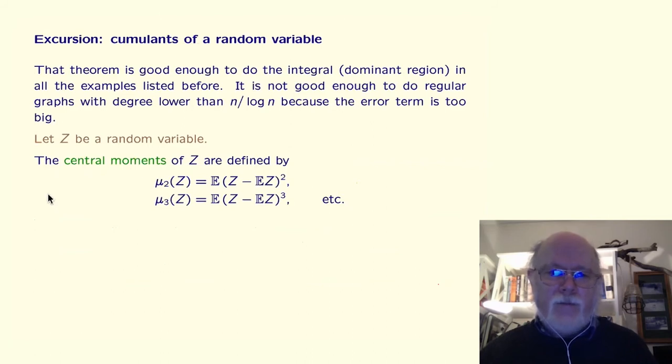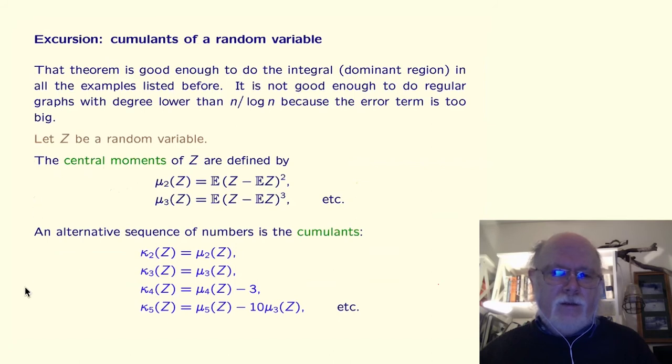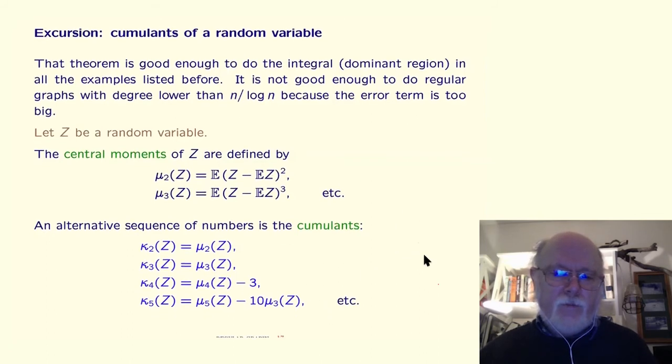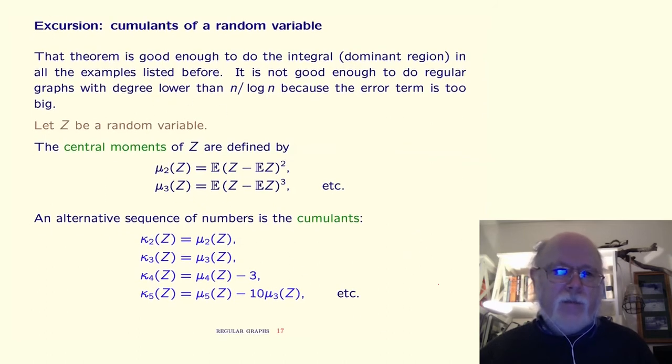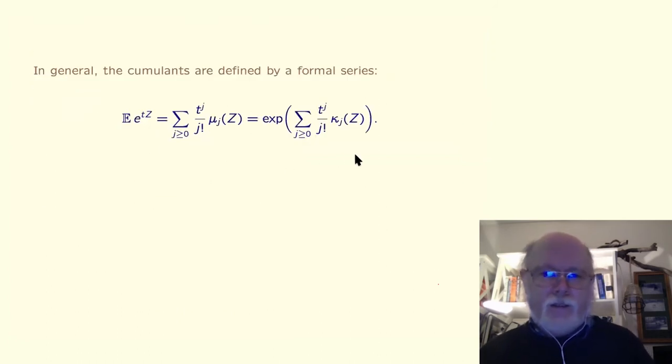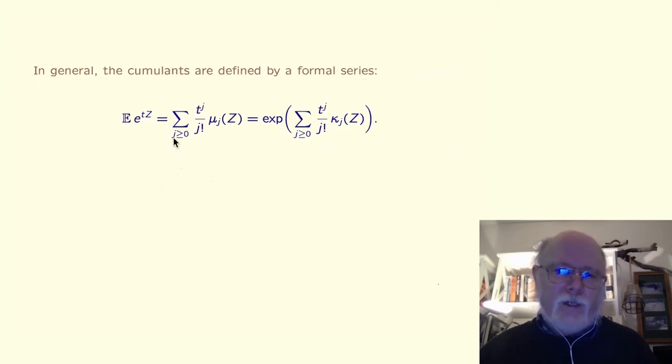And let me talk about cumulants. We know what the moments of a random variable are, just the expectation of powers of the variable minus its mean. Alternatively, we have a sequence of numbers called the cumulants, which can be defined in terms of the moments. And you can't see a pattern there, but the strict definition is this formal series: the expectation of e to the tz, which is equal to this. Here I'm just expanding out the exponential, and remember this is a formal expansion, is equal to the exponential of this series here involving the cumulants. And just by equating powers of t, you get the formulas that I gave you before relating the cumulants and the central moments.